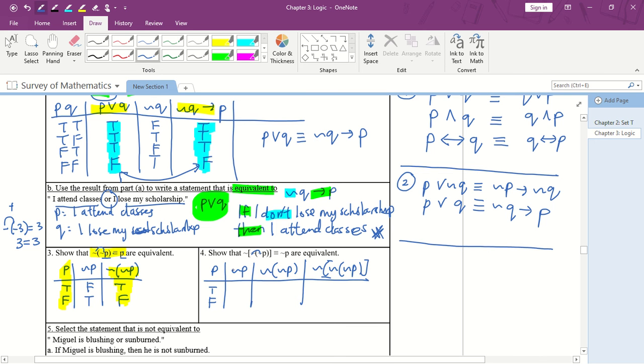Okay, so negation P will be false, true. Negation of negation P will be true, false. Negation of negation P will be false, true, isn't it? Okay, so we can see that this part and this part have the same answer. Okay, so they are equivalent.